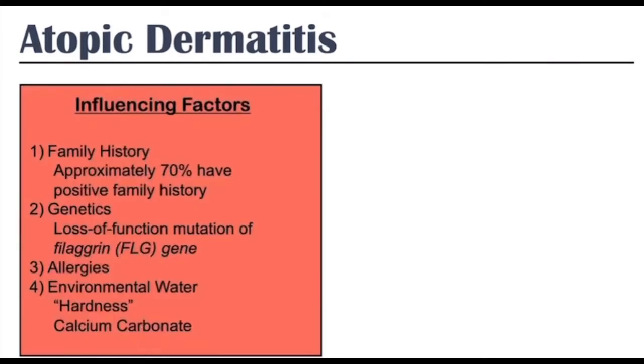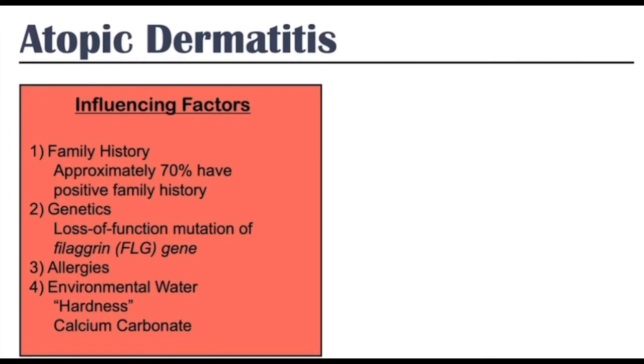So we're going to look at the influencing factors first. The first one I want to talk about is family history. This is generally a pretty big risk factor. Generally speaking, approximately 70% of individuals with atopic dermatitis have a positive family history. If you have one parent, you have a certain percentage risk, and if you have 2 parents, you even have a higher risk of having atopic dermatitis.